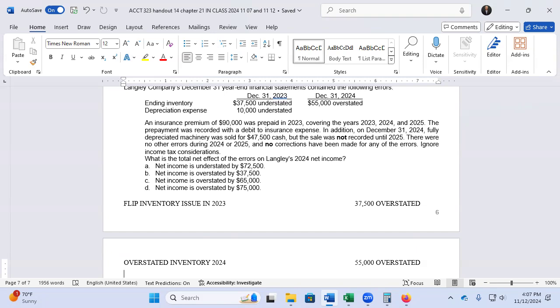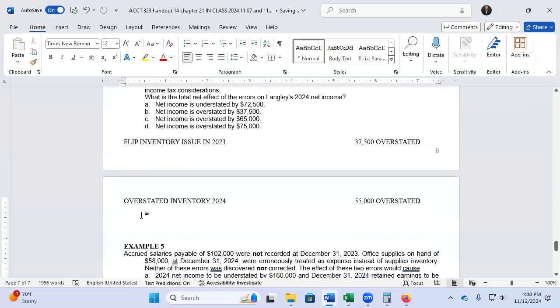And then we have, in this case, an insurance premium. 90,000 was prepaid in 2023, covering 2023, 2024, and 2025. So what they did was they took 90,000 in expense in 2023 when they should have been taking 30,000 in each year. So we understated insurance expense, and so that overstates net income by 30,000.